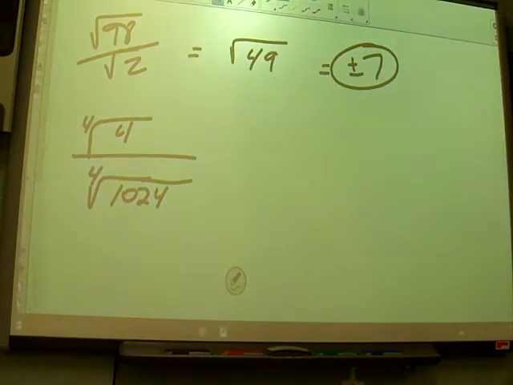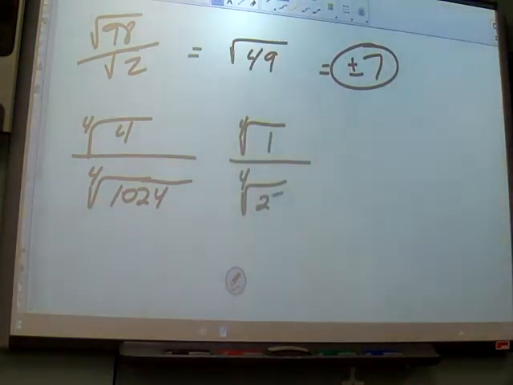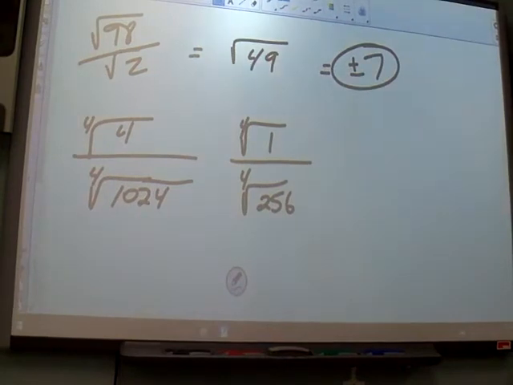It would be 1 over 256. Okay, so I've got the fourth root of 1 over the fourth root of 256. All they did to get that was divide them both by 4. Alright, now on the top, is 1 a perfect fourth? What's the fourth root of 1? What times itself 4 times equals 1? 1. On the bottom, what's the fourth root of 256?